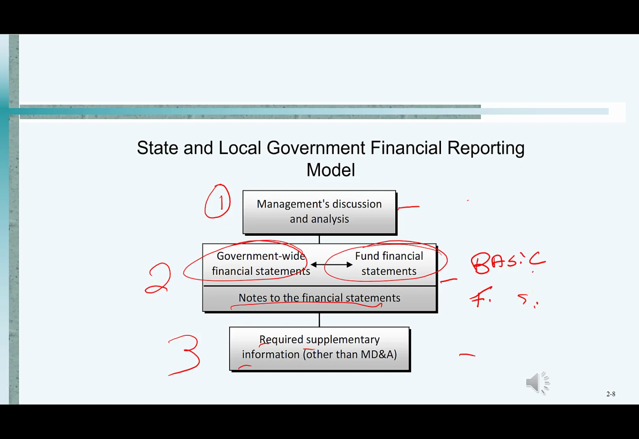Basic financial statements. Okay, so that's our basic financial statements. Let's go ahead and put that S there. Basic financial statements, right? Okay, and then we have what? Required supplemental information other than MD&A. That means, therefore, that the MD&A is, by definition, must be what? Required supplemental information, as is, obviously, the required supplemental information other than MD&A.